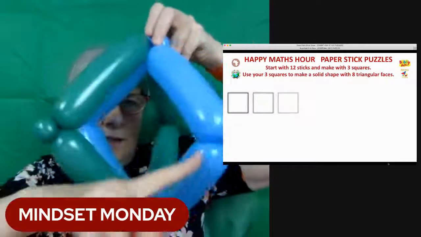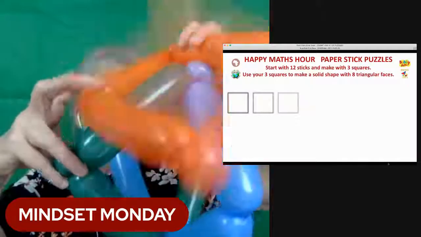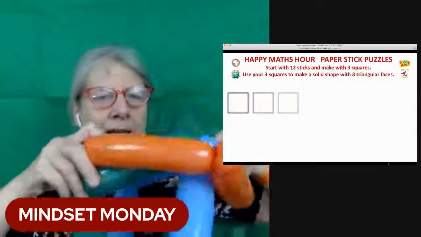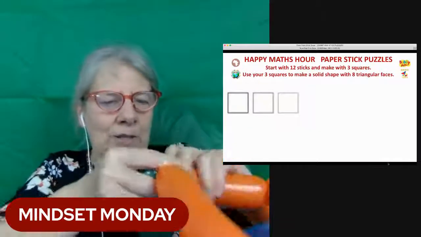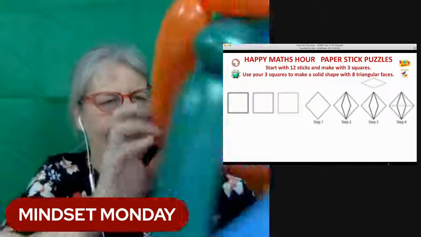Well, we're missing the horizontal edges. So we can push that down or push it through the center and join them together like so.